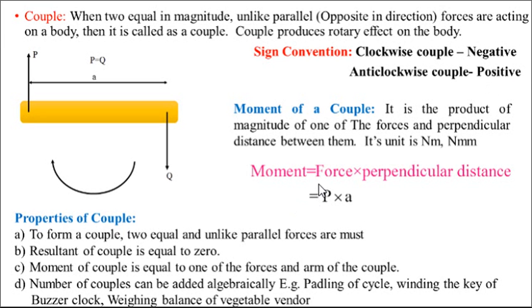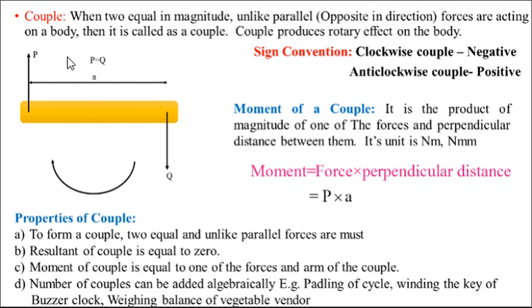Here are the important properties of a couple. The resultant of the couple is 0 because two equal forces are there. If this P is 10, Q must be 10 to form the couple. One is in this direction, another is in this direction, so the resultant of the couple is 0. To form a couple, two forces must be equal in magnitude and unlike parallel. Moment of a couple is equal to one of the forces times the arm of the couple. Arm means perpendicular distance. A number of couples can be added algebraically.